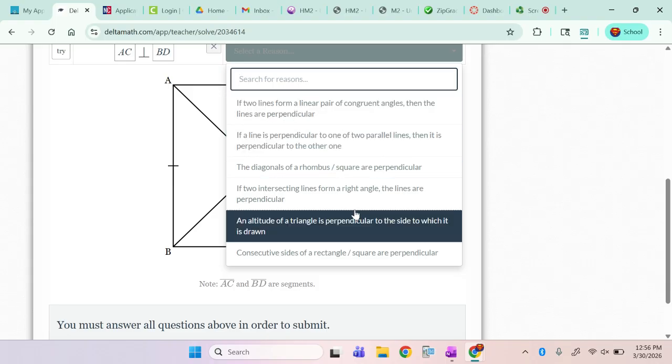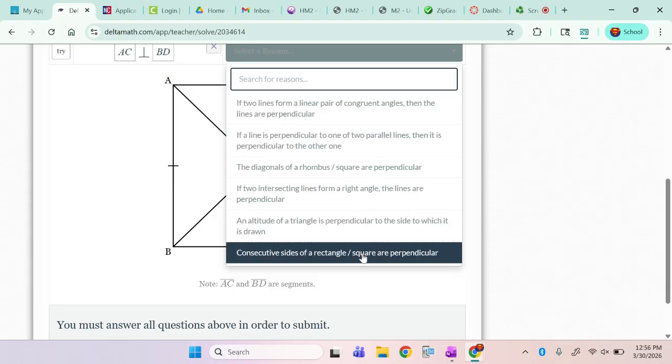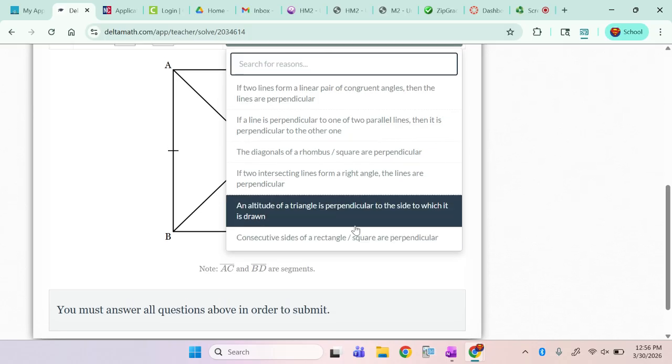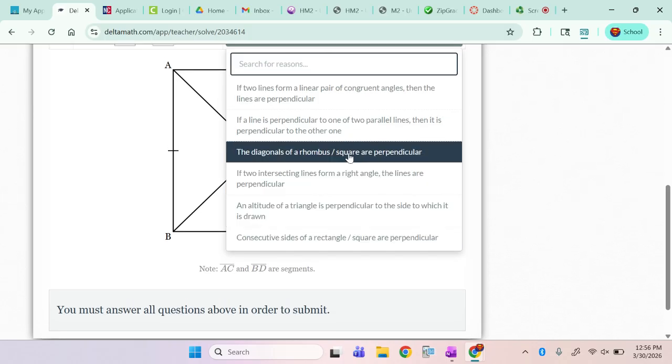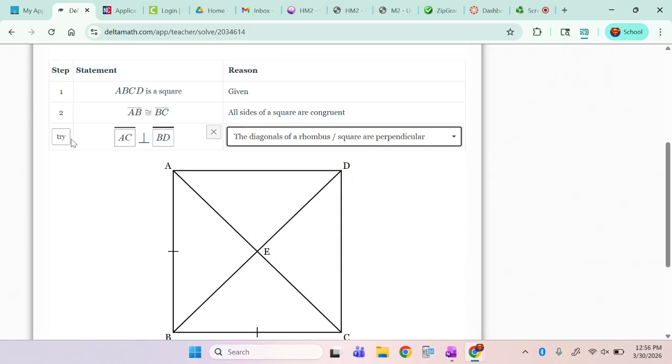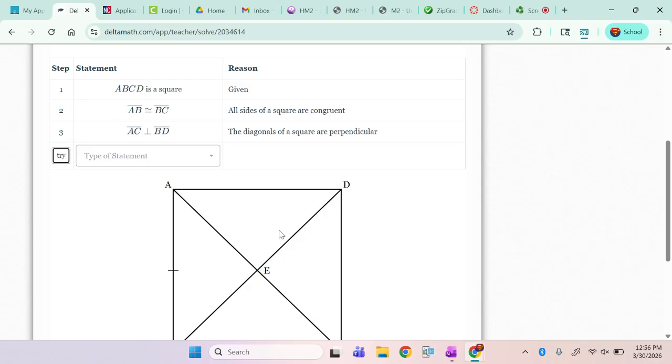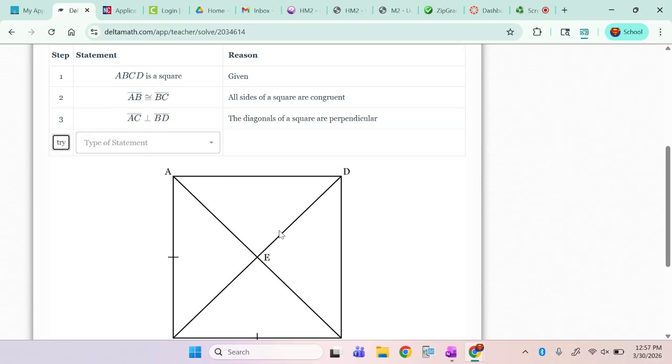Where is it? Consecutive, that's not true. The diagonals of a rhombus are perpendicular. There it is. Now, the reason I have to say that is because they're picky. And even though we know that they're perpendicular, they still want us to say it.